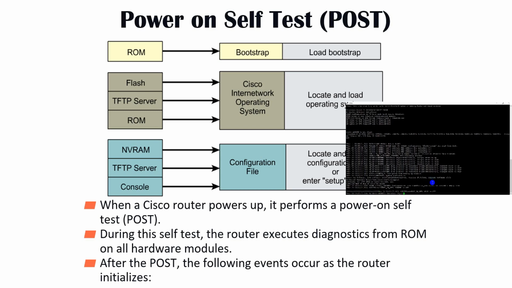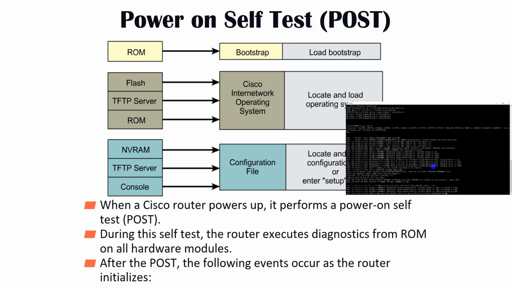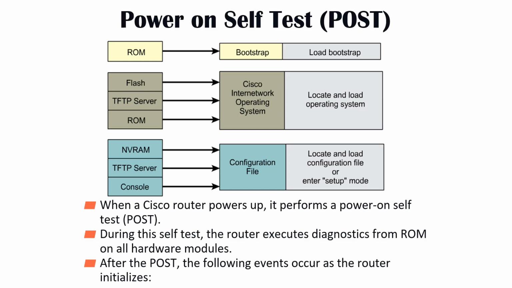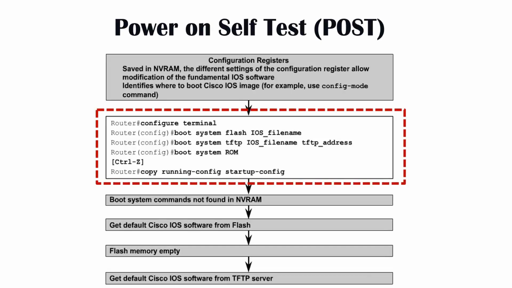If the configuration register value is 2 to 15, the router boots from the iOS image and also loads the existing configuration. After the power on self-test process, the router checks for iOS boot system commands in the startup configuration file. If the boot system commands are in startup config, then run the boot system commands. If boot system commands fail, use the default fallback sequence to locate the iOS.